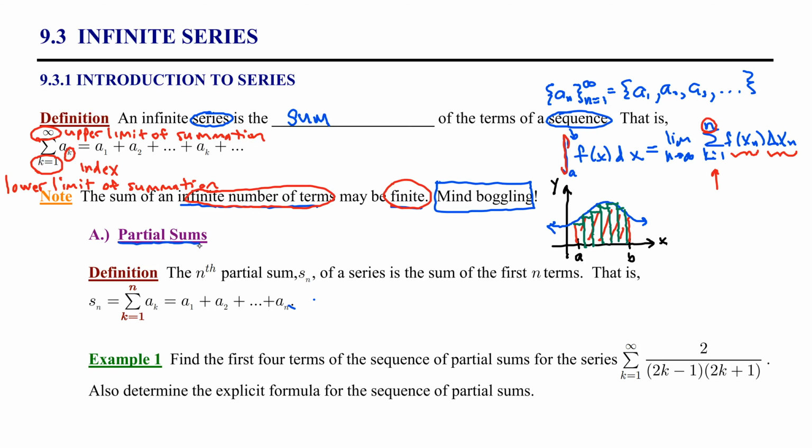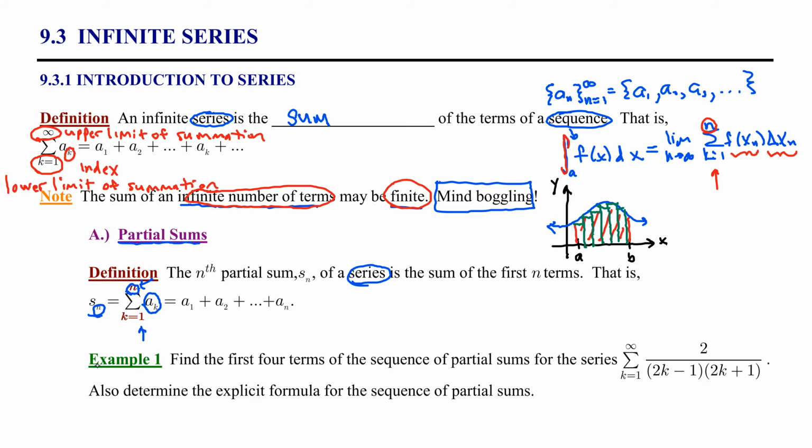Definition: the nth partial sum, denoted S sub n, of a series is the sum of the first n terms. That is, S sub n, our nth partial sum, is equal to the sum from k equals 1 to n of a sub k. Remember, this represents the nth term formula, or the generator for each term of the sequence. Our lower limit of summation is k equals 1. Our upper limit of summation here is n. That is, we're going to sum the first n terms to find the nth partial sum.